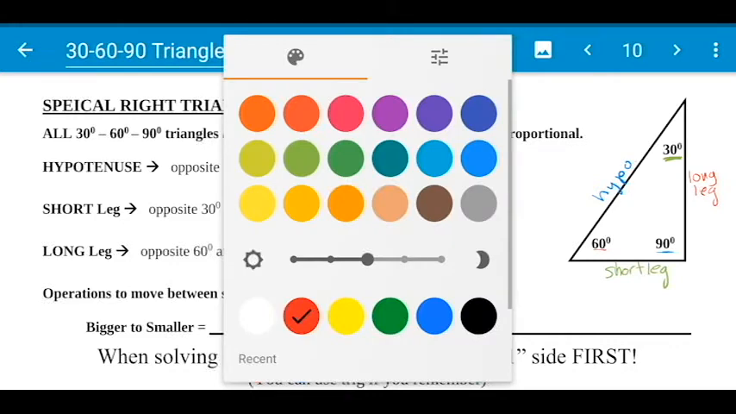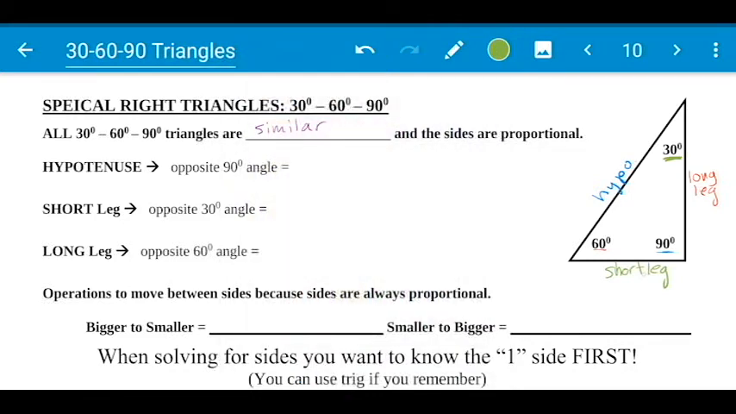Now the cool little proportions going from the short leg to the hypotenuse or the long leg: the short leg we're going to always assign to be our one side. So we're going to just randomly assign the short side to be a 1. Now this could be a different proportion, so it could be all of them multiplied by 2 if the short side is 2, but we're going to start with something simple as 1.